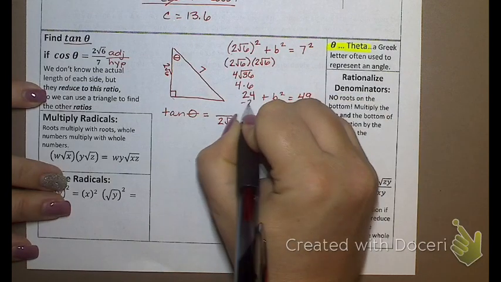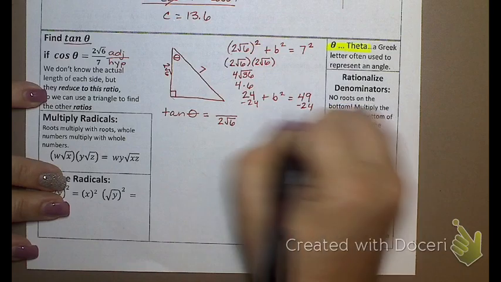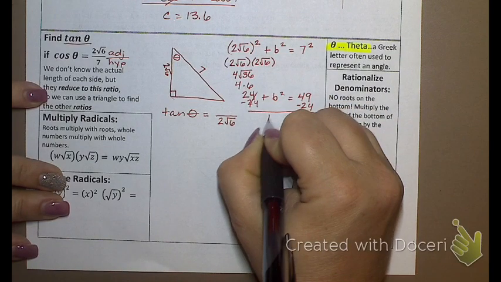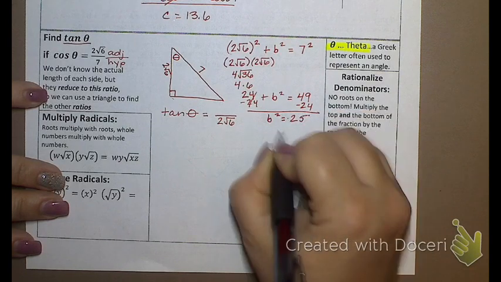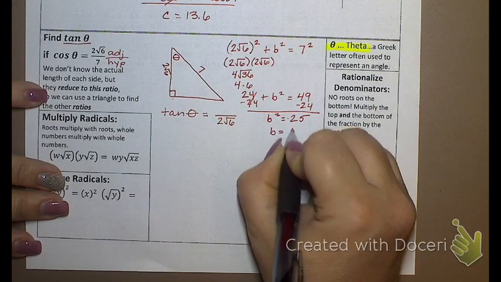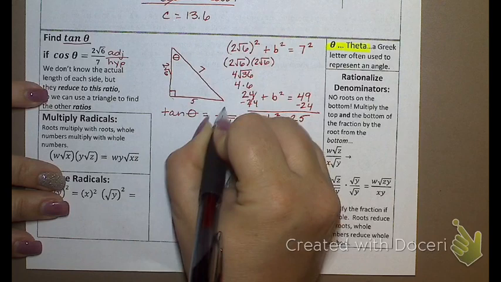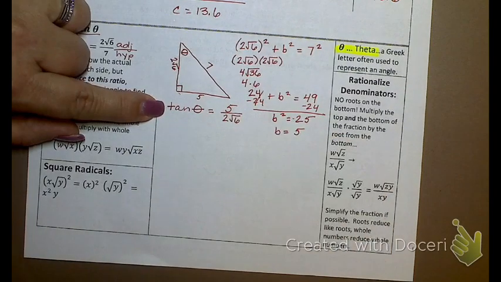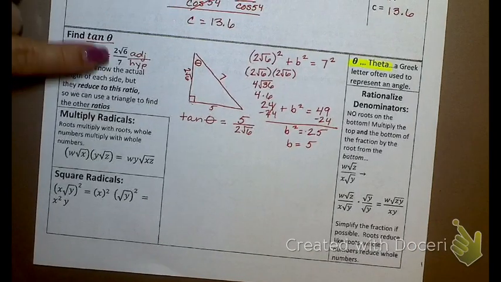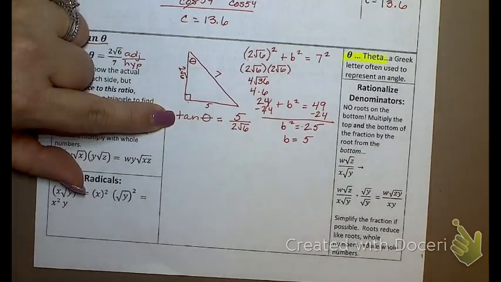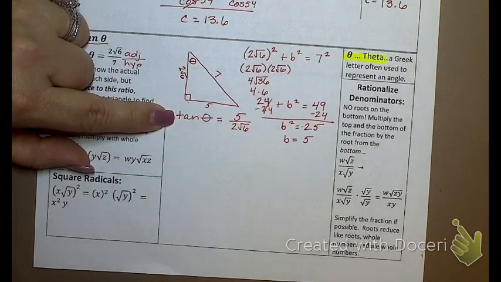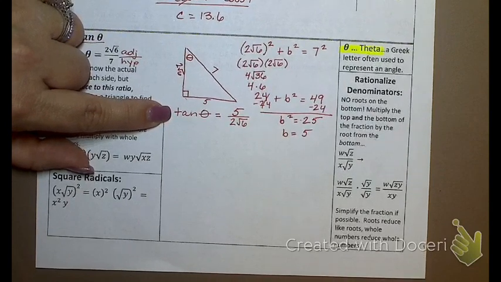If I subtract 24, I get b squared equals what? 25. So when I square root that, what does b equal? 5. So the opposite is actually 5. So I can set up my tangent, right? So if cosine is 2 radical 6 over 7, tangent is 5 over 2 radical 6. I'm 90% done with the problem.